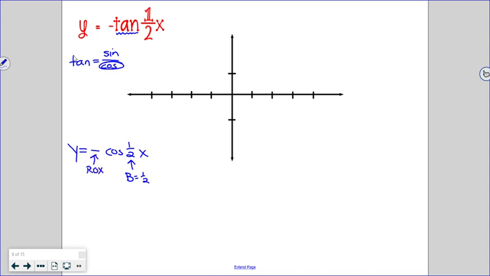Apply all those transformations to the cosine like I would have. What is the period on this one? 4 pi, right? 2 pi divided by 1/2.